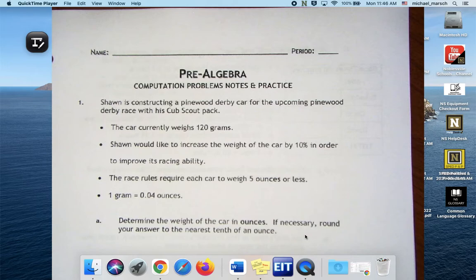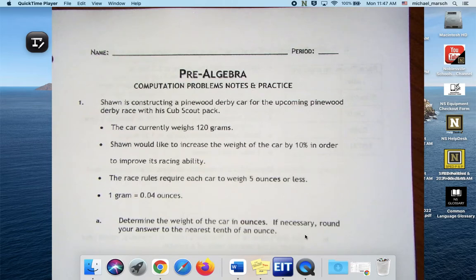So we have some information here, right? We know how much the car weighs. Why would someone want to increase the weight of a derby car? How's that going to help them? Maggie? To get it to go faster. Right. The heavier it is, right? Doesn't it start up at like a ramp and they drop it and it has that momentum, right? Some physics. Okay. So we're trying to figure out how can we make that go faster.